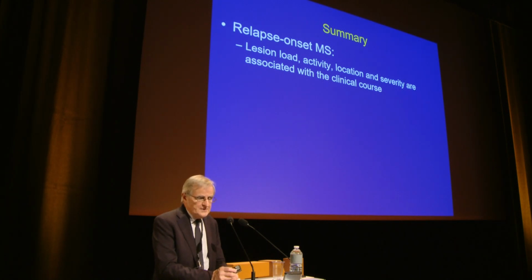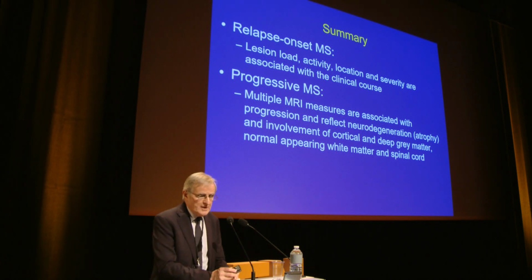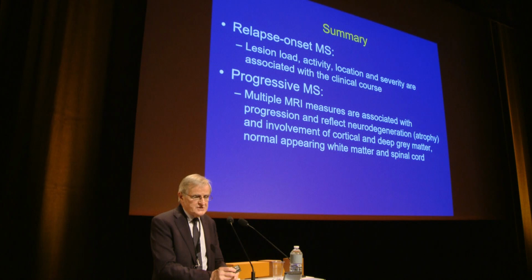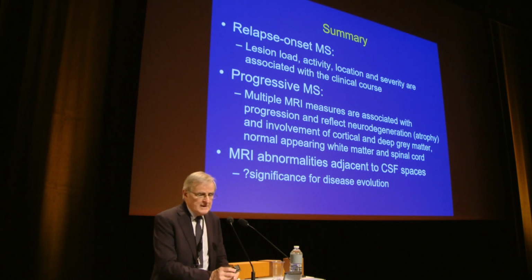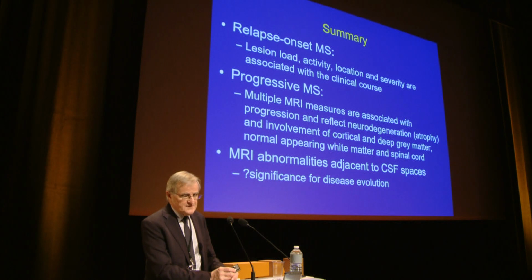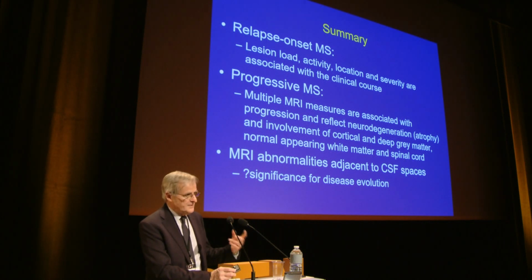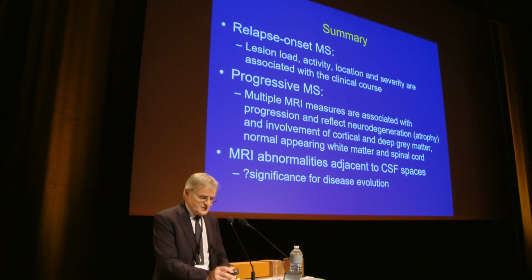So these, of course, are only hypothesis generating, but I've come to the end of the talk, and if I was to summarize, I think in relapsing remitting, relapse onset MS, there's reasonable evidence that lesion parameters and their various guises are associated with the clinical course. But in progressive MS, there are multiple MRI measures associated with progression, and by and large, these reflect neurodegeneration, atrophy, and the involvement of cortical and deep grey matter, normal appearing white matter, and also, very importantly, spinal cord. There do seem to be some MRI abnormalities preferentially adjacent to the CSF spaces, which raises a question: is there a pathogenic mechanism perhaps arising from CSF, or is there some other relevant mechanism that might help us to understand disease evolution? So I want to finish there.